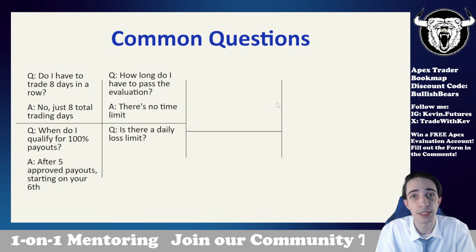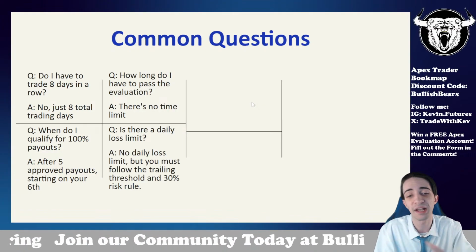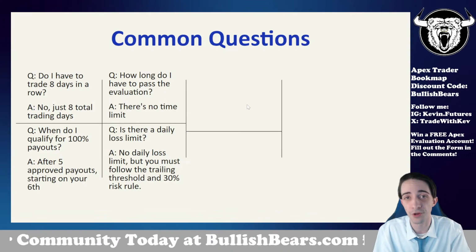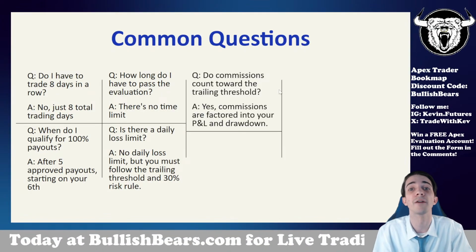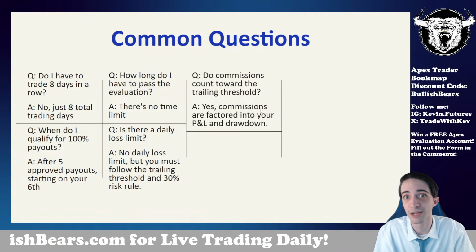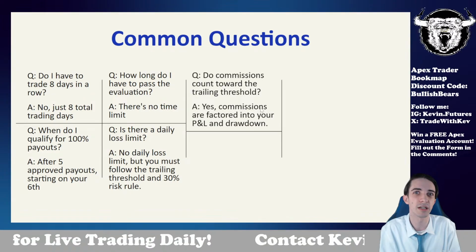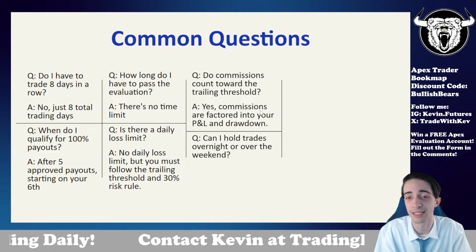Is there a daily loss limit? So some prop firms have daily loss limits. No, Apex does not have a daily loss limit, but you must follow the trailing threshold and the 30% risk rule. Do commissions count towards the trailing threshold? Of course they do, guys. Commissions are factored into our P&L and drawdown, so they will factor in. Commissions shouldn't be too much of a worry when trading futures, but if you're trading a lot of accounts, that's when commissions start to add up.